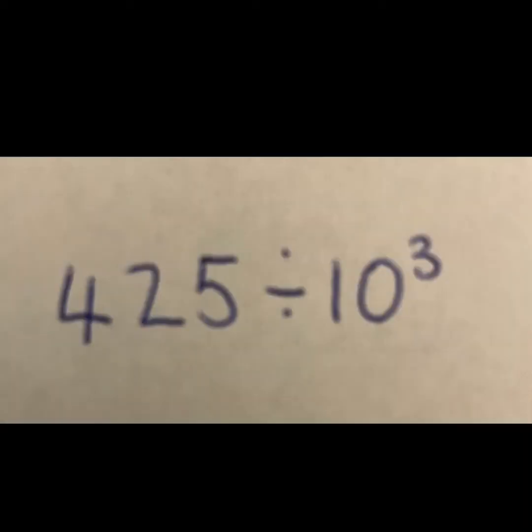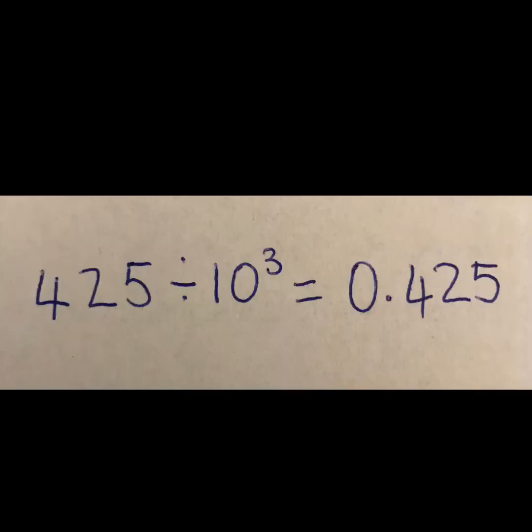The second question we'll practice on is a division problem. 425 divided by 10 to the power of 3. Press pause while you work it out. The answer is 0.425. We had to move our decimal point 3 spots to the left when we're dividing. So 425 becomes 0.425. 3 numbers after the decimal point.